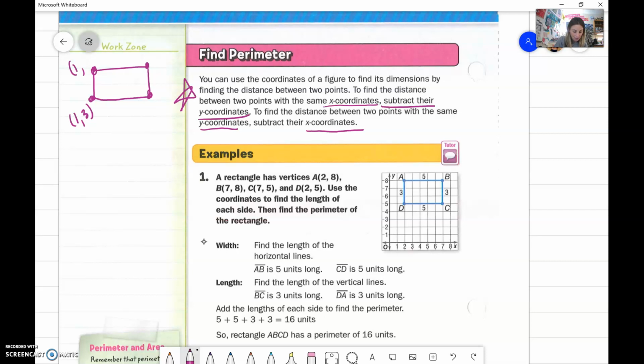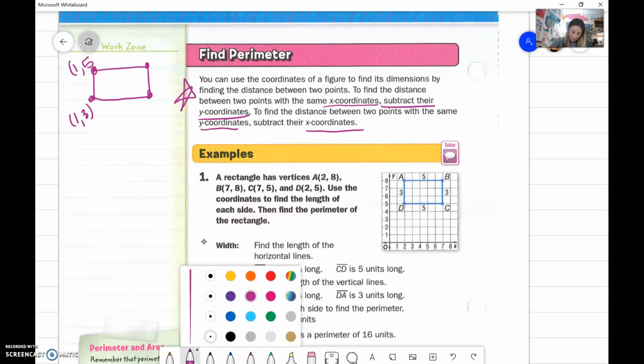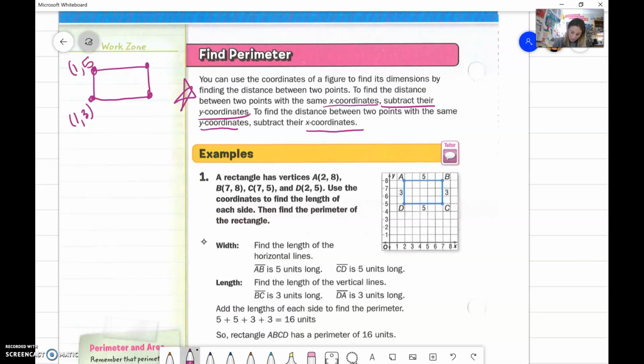Oops, it's not letting me write 5. I don't know what's going on. 1, 5, there we go. Maybe it's going to act up on me today. It doesn't like me today. I'm not sure what's happening.